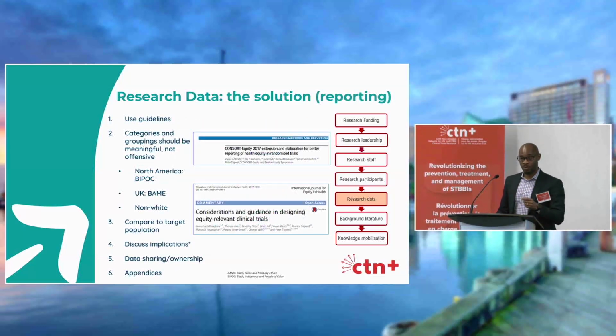One other piece is the reporting, right? A lot of the times people do good work, but they don't report appropriately. But there are guidelines for reporting of EDI data, especially ethnicity and sex and gender as well. And there's papers, there's the Construct Equity, which clearly outlines how equity data should be reported in clinical trials. We recommend that the categories and groupings should be meaningful and also not offensive, right? If you look at the different ones I have here, North America uses BIPOC, the UK uses BAME.